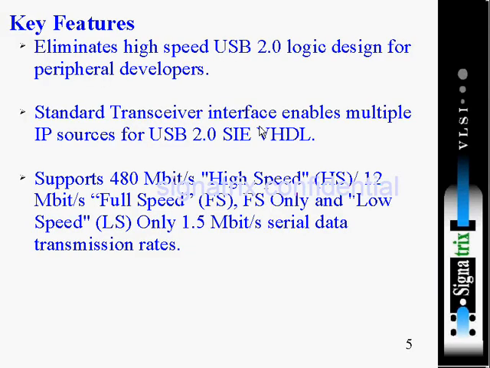Now key features. What all the features are there in UTMI? First, it eliminates high speed 2.0 logic design for peripheral developers. You know that in USB 2.0 we have one more extra feature, the high speed feature, 480 megabits per second. So how are they achieving it? A normal USB function controller engineer should not bother about the speed at which it will transmit. That is taken care of by UTMI, because clock generation and every logic is inside UTMI.